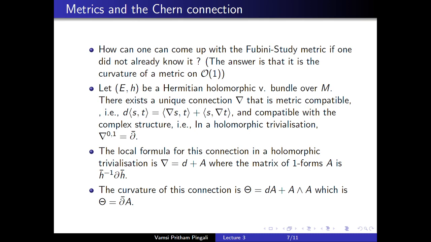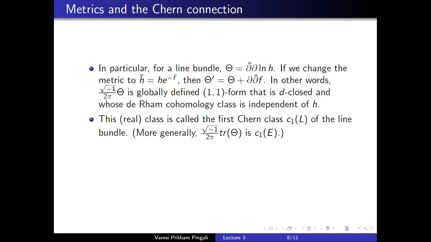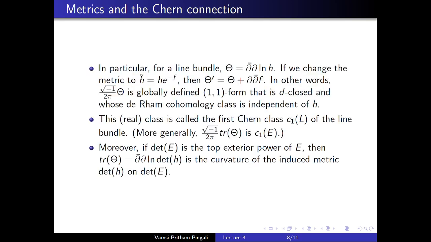Now this is a standard thing in matrix theory. If you take A inverse del A, its trace is simply del log determinant A. So the trace of the curvature is del bar del log det h, but that's precisely the curvature of the induced metric on determinant of E. In other words, c1 of E is the same as c1 of determinant of E. It's not saying much, but it's a useful thing to know later on when we talk about the anti-canonical bundle, etc. Okay, keep this in mind.